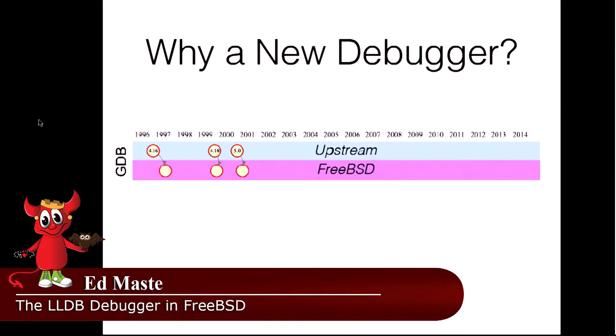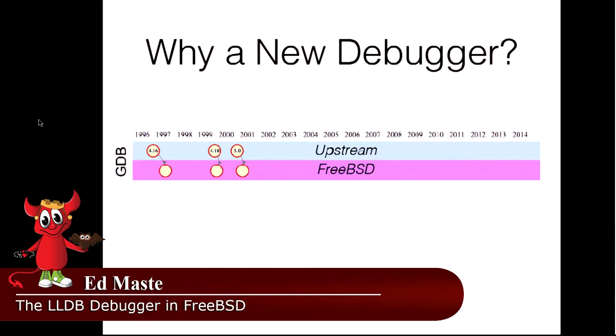into FreeBSD. So the light blue bar on the top represents upstream releases, just selected ones, and then the fuchsia or light purple bar down below represents the time at which we imported that release into FreeBSD. So over time, GDB releases would come out, new minor releases would come out, and they'd get imported. So we skipped a little while, and then 4.18 came out, we imported it. A new major version came out, 5.0, and we imported it.